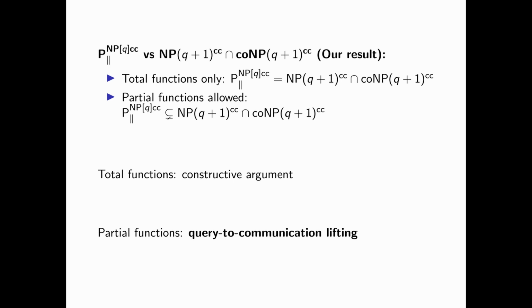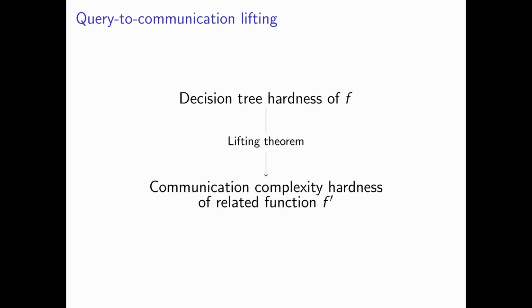The separation in the partial function case is much more involved. It involves proving a query to communication lifting theorem for NPQ and P to the NPQ parallel. Query to communication lifting is when the hardness of a function's decision tree complexity is lifted to show the hardness of a related communication function.